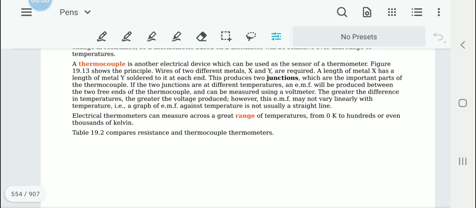When the temperature difference is high, a higher EMF is produced, right? But a shortcoming of this is that the voltage that is produced might not be linear against the temperature change. So that is a big problem or shortcoming of the thermocouple thermometer.